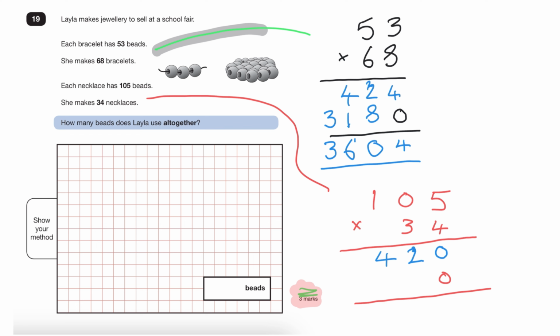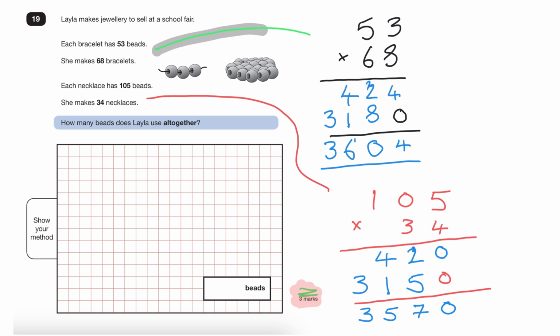So again, we've got 3 times 5 is 15. Carry the 1. 3 times 0 is 0. Add the 1 is 1. And then 3 times 1 is 3. And again, we need to add these up. So we'll do that. That's going to be 0. That's going to be 7. That's going to be 5. And this is going to be 3.